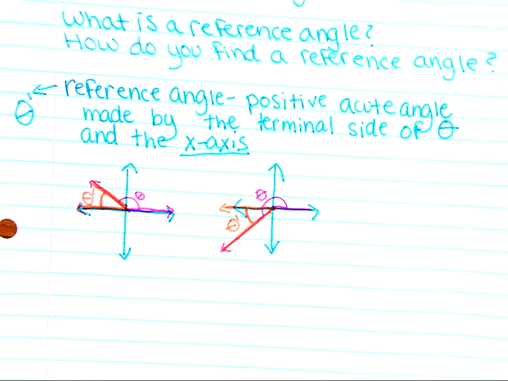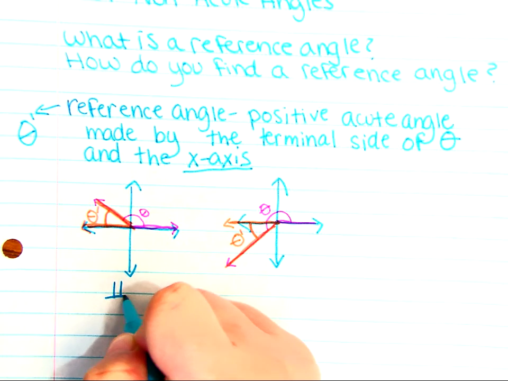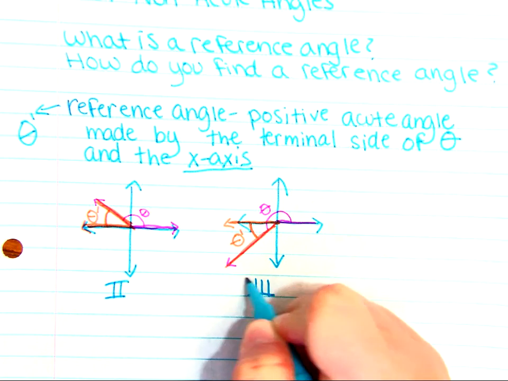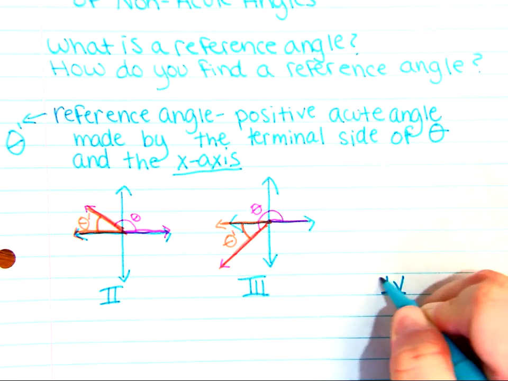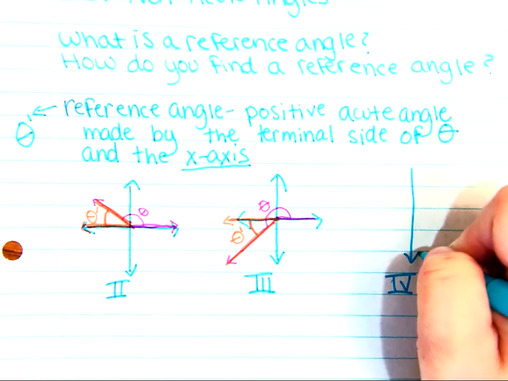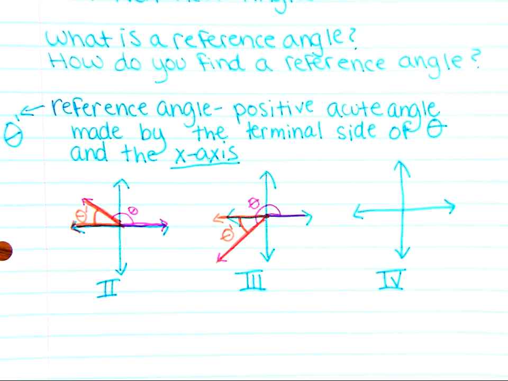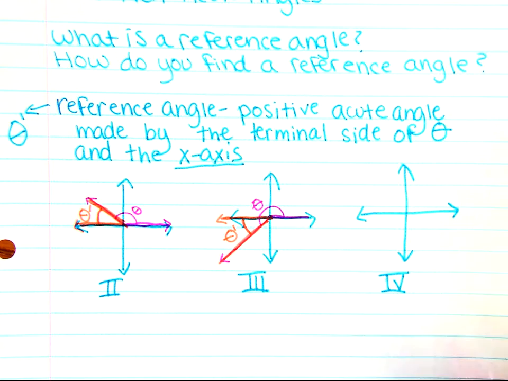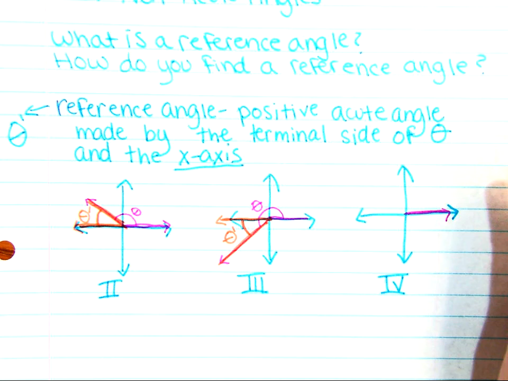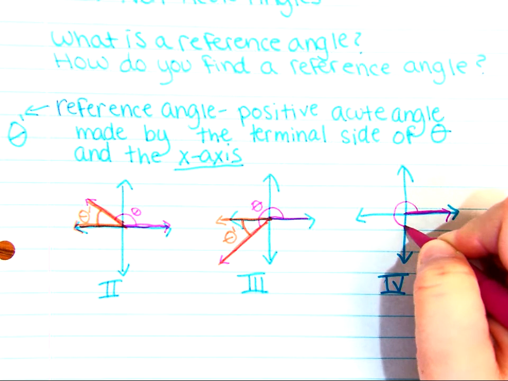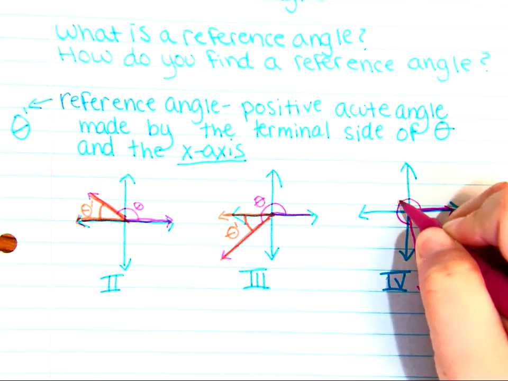Okay? Why don't you pause the video and try to draw an angle in quadrant 4, because here we've got 2, 3. Why don't you try to pause and draw any angle in quadrant 4 and label where its reference angle would be. Okay, so remember, we're starting in standard position, which means it starts on the positive x-axis, and standard position means it goes counterclockwise. There it is. Okay, quadrant 4, so this would be my theta.